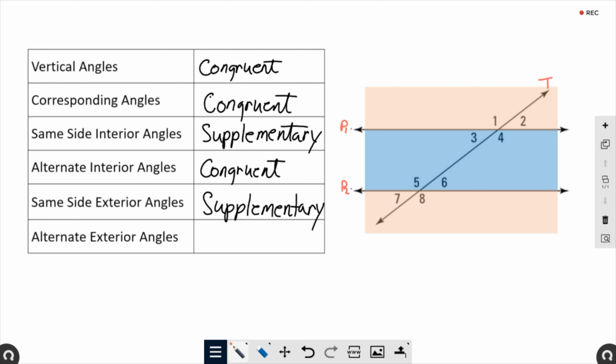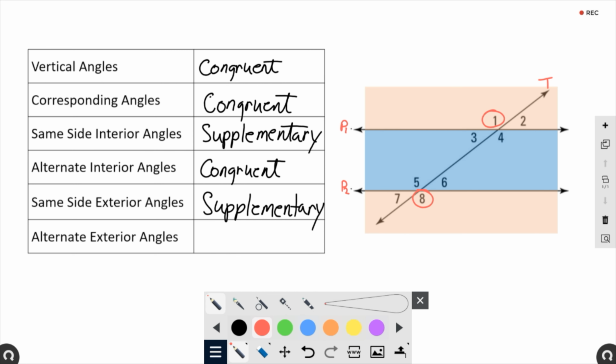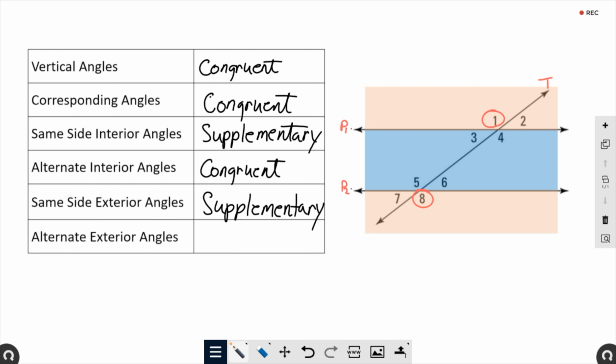And the last angle pair we have is alternate exterior angles. Alternate exterior angles are angles outside the parallel lines and that are alternate of one another. For example, angle 1 and angle 8 are alternate exterior angles. And if I look at the alternate exterior angle to angle 2, it will be angle 7. Alternate exterior angles are always congruent to one another.